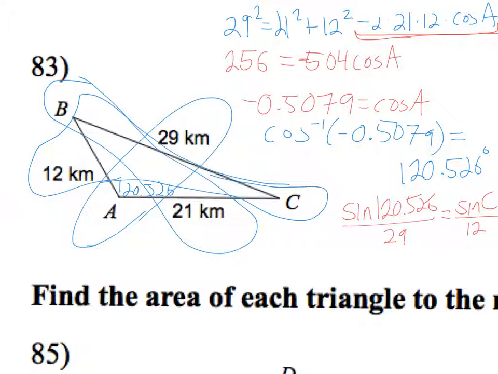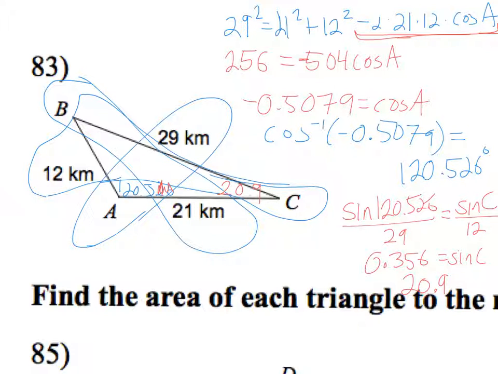So sine of this guy, divide by 29, multiplied by 12, and I get 0.356 is equal to sine c. Sine inverse, and I get 20.9 is c. I'm going to delete those extra places there because we don't really need them for this type of work.